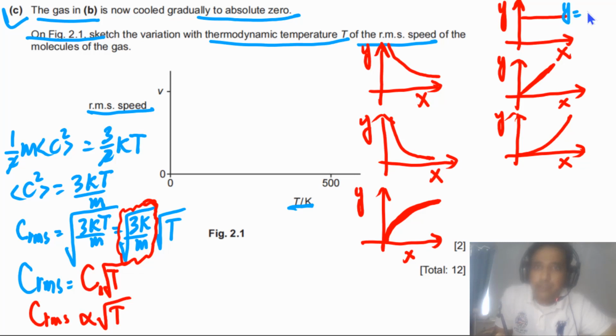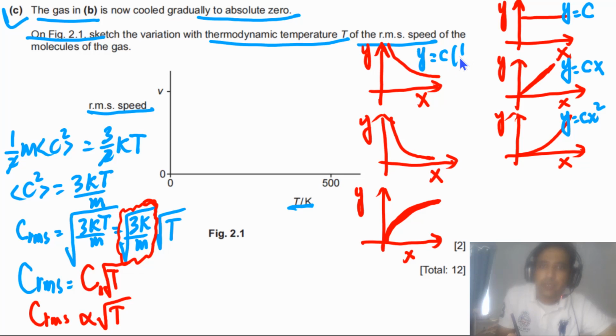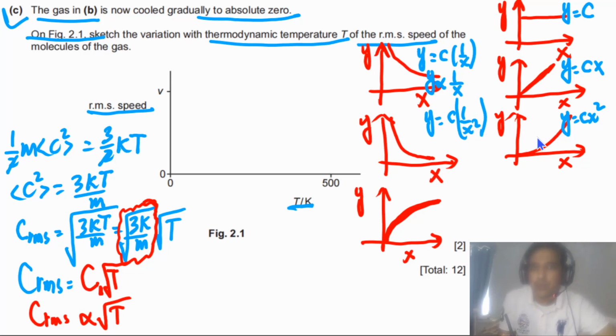For this one, y is equal to some constant, and for this one, y is equal to c times x, and for this one, y is equal to c times x square. This is a linear graph, this is a parabola, and for this one we have y equal to c times 1 over x, or you can say y and x are inversely proportional to each other. And for this one we have y equal to c times 1 over x square. So this is an inverse square graph, and this is quadratic.